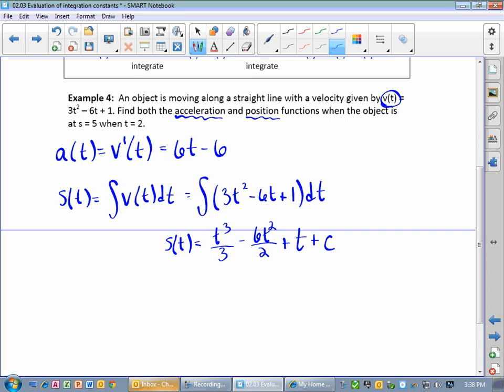Now what is the initial condition here? What's the initial bit of information we're given? This part right here. How would I write that in function notation in terms of position? S of what equals what? Is it s of 5 equals 2, or is it s of 2 equals 5? That's an important thought process. Inside of here is our time, so s of 2 is 5. So we're plugging in 2 and setting it equal to 5. Did I make a mistake?